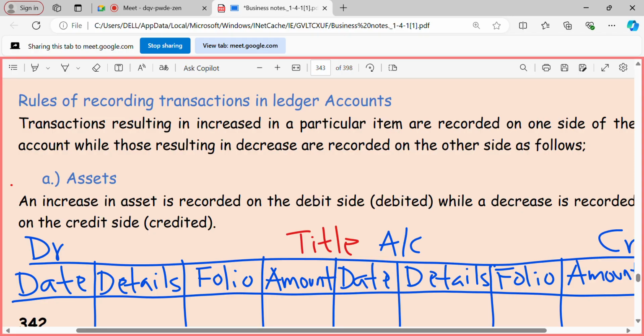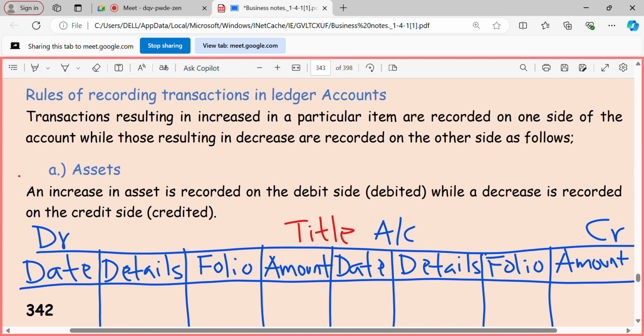Then let's now talk about the rules of recording transactions in ledger accounts. Let's talk about assets. What is the rule in terms of recording assets in ledger accounts?